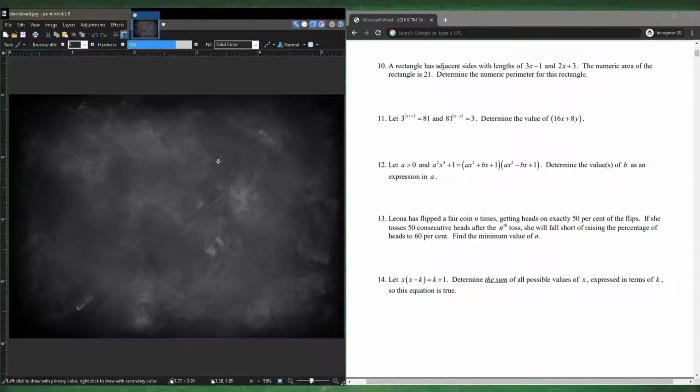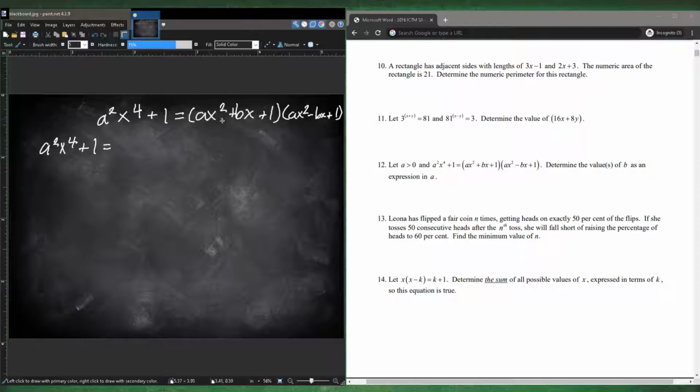Number 12. Let a be greater than 0 and a squared times x fourth plus 1 is equal to ax squared plus bx plus 1 times ax squared minus bx plus 1. Sorry about that, it's kind of running out of room. And then find the values of b as an expression of a. Okay, so a squared x fourth plus 1.